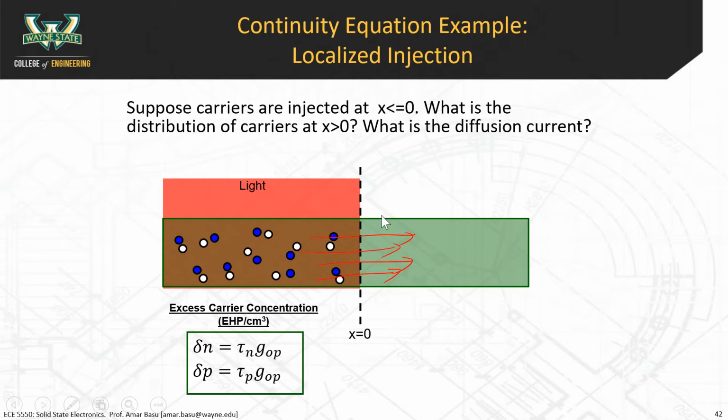But the generation and recombination processes are much higher on the side with light. And there's minimal generation happening on the right side of the semiconductor, but there's a lot of injection happening.